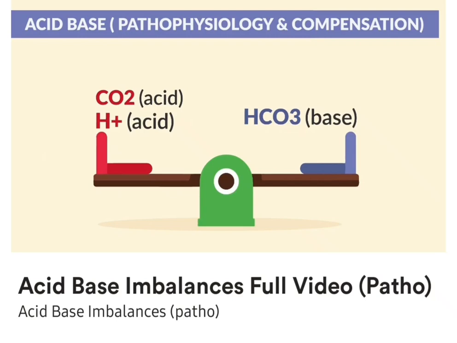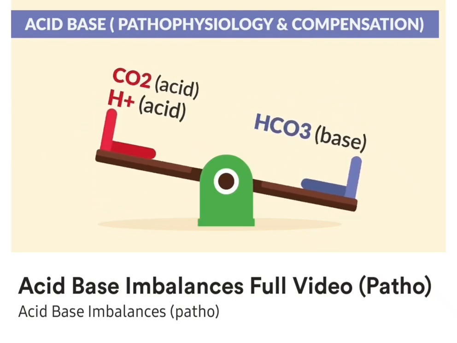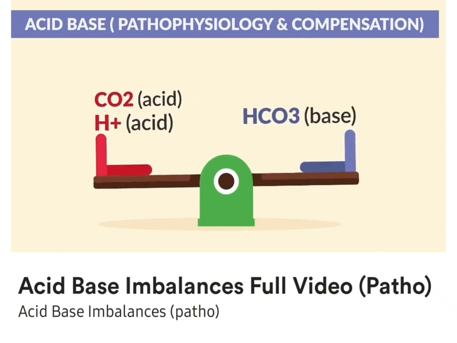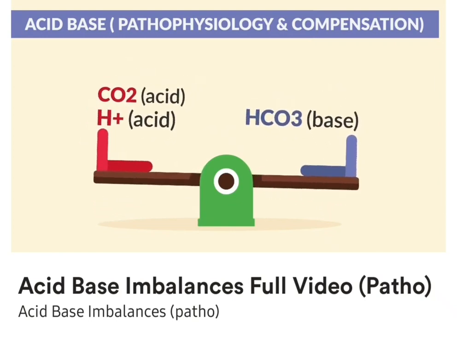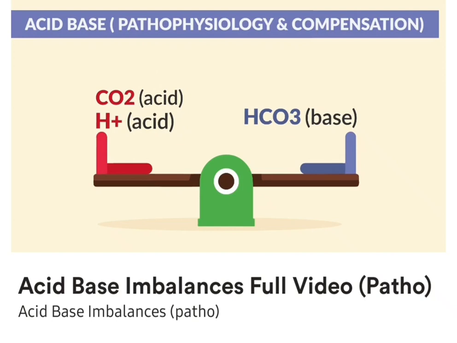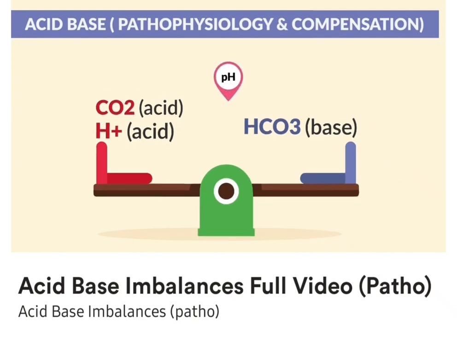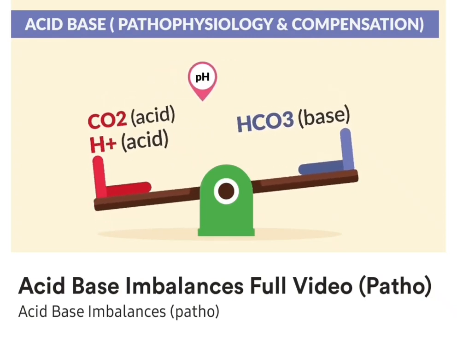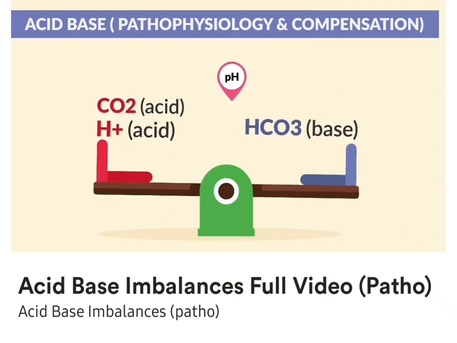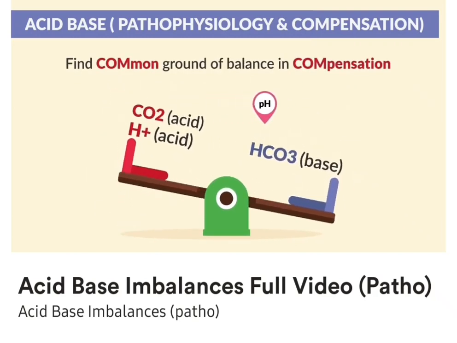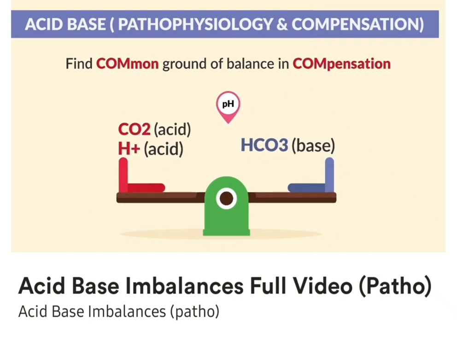So naturally, too much or too little of either acid or base can throw the body out of balance. If one is out of balance, well then the others will try and adjust by increasing or decreasing in order to steady out this pH level and put it in normal range. Now this concept is called compensation. So just think the body is trying to find common ground with compensation. Just trying to find that balance. But we'll cover that in a moment here.